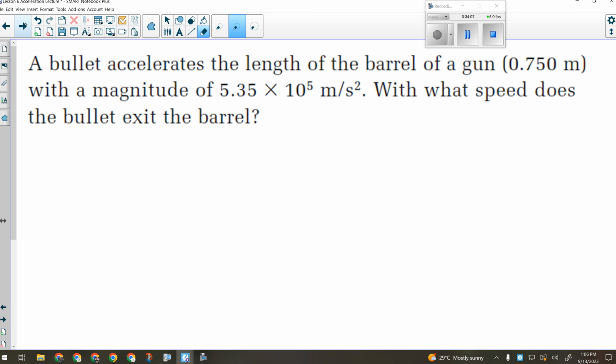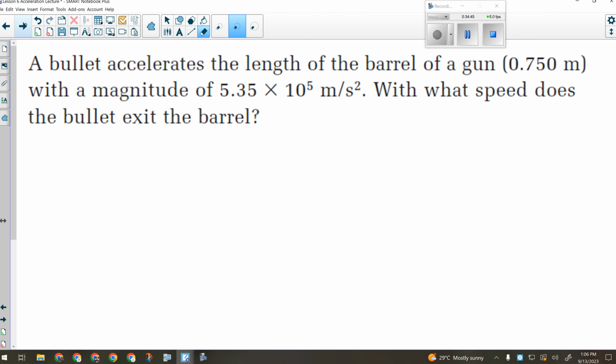Oh, sorry, we still have this formula. We haven't done this formula yet. Let's do this one. This is the last formula, so we'll just walk through this one. A bullet accelerates the length of the barrel of a gun, which is 0.750 meters, so it's a rifle, with a magnitude of 5.35 times 10 to the 5 meters per second squared. Is that a massive acceleration? It is, but it has to be. A bullet goes from rest to, in some cases, 3 times the speed of sound before it exits the barrel of the gun.